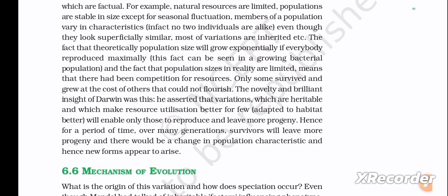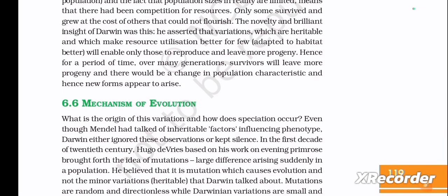The novelty and brilliant insight of Darwin was this. He asserted that variations which are heritable and which make resource utilization better for few, adapted to habitat better, will enable only those to reproduce and leave more progeny. Hence, for a period of time over many generations, survivors will leave more progeny and there would be a change in population characteristic and hence new forms appear to arise.